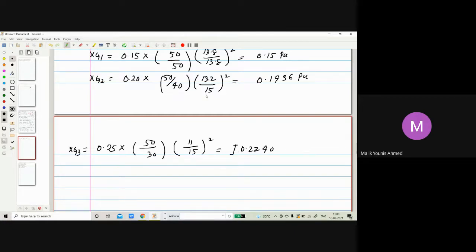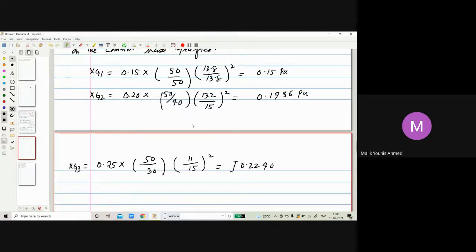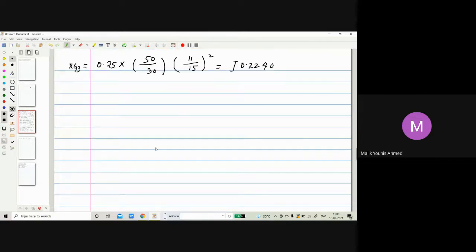You can write J for this. I have not written J deliberately, because you know reactance will always be in J, so those people may have some confusion here. You can write J here. I had also written J in the previous question. So you can write it, it doesn't matter. You know there will always be an operator J in the reactance.